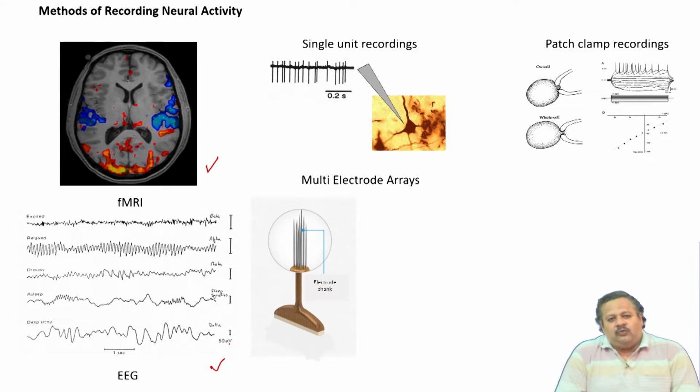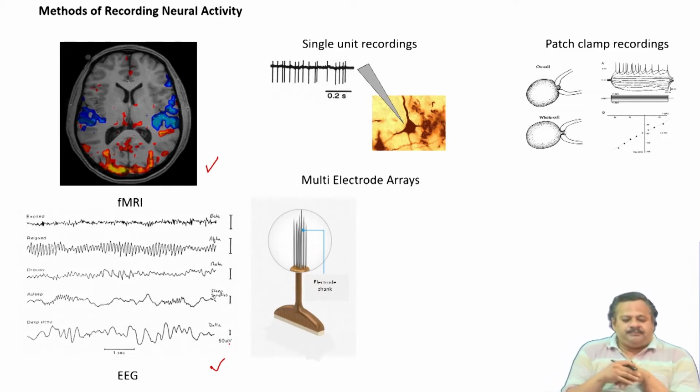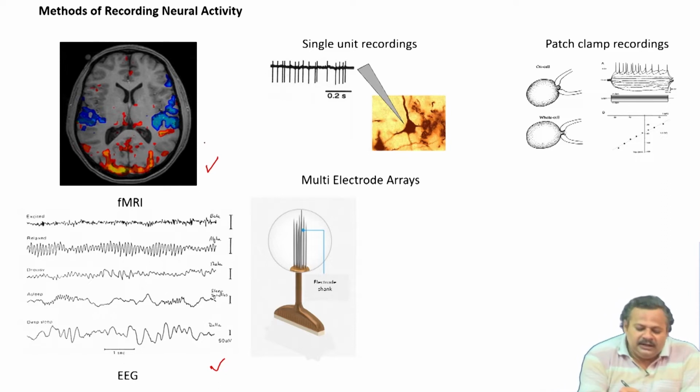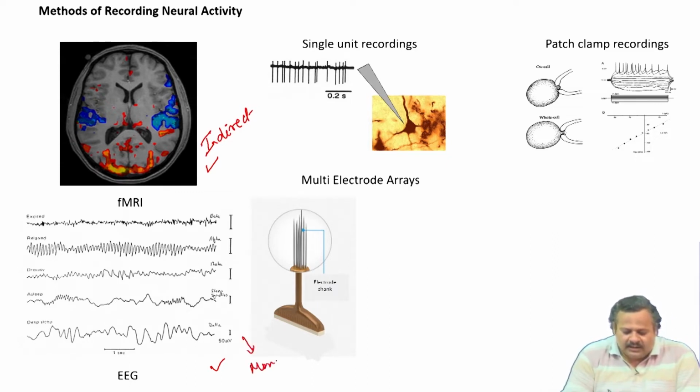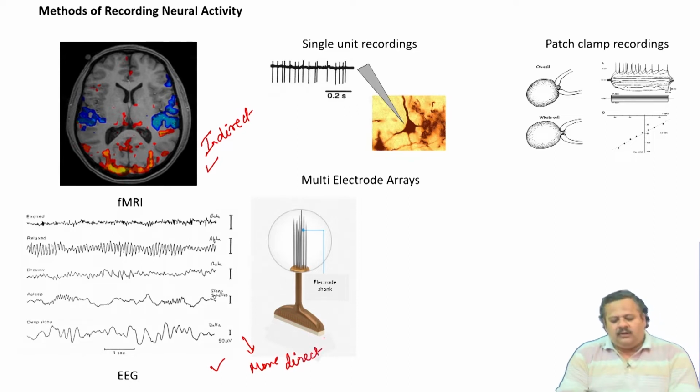Both of these are applied in humans and also done in animals during experiments, and what these provide is activity in different brain regions at different temporal resolutions and different spatial resolutions in the different structures. So, the first one is an indirect method of measuring activity, and this is a more direct method, but it is not of the resolution of single neurons.